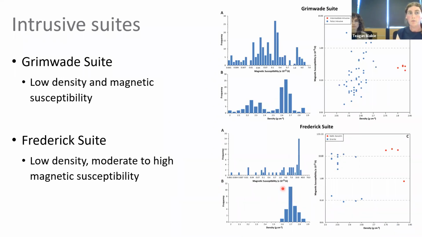The intrusive suites being the Grimward and the Frederick suites, which were the two suites that we had the petrophysical information for. There's not really any surprises here. These petrophysical properties are quite characteristic of granites, so quite low density. The Grimward suite has a much lower magnetic susceptibility, though it's got a little bit of a range, whereas the Frederick suite has a low density, but quite a moderate to high magnetic susceptibility. And this is the key feature in distinguishing these two suites from each other in the aeromagnetic data.